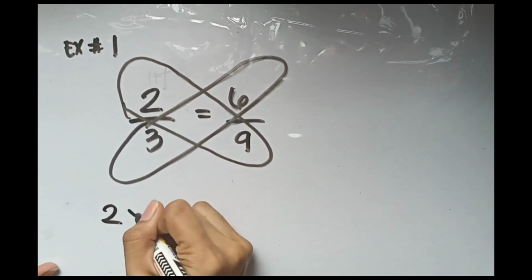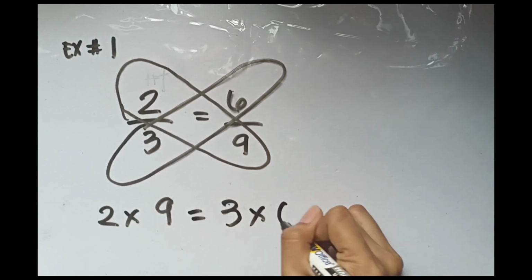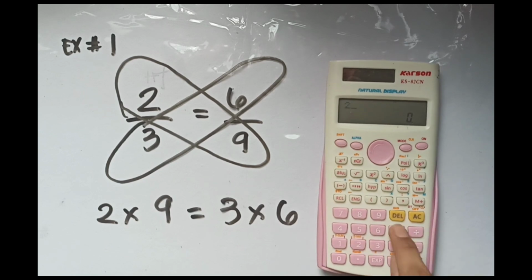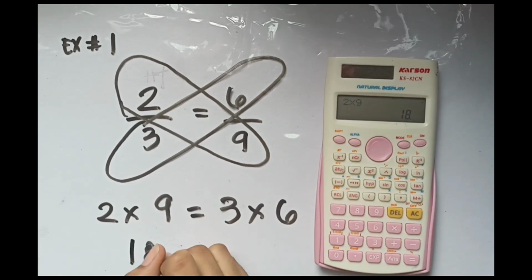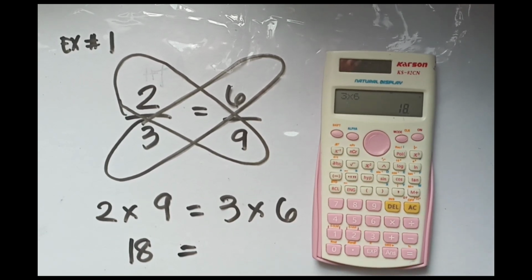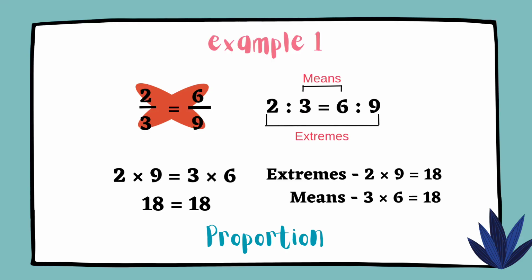So, 2 times 9 equals 3 times 6. 2 times 9 is equal to 18, and 3 times 6 is also equal to 18. At dahil nga pareho sila ng sagot, ibig sabihin, proportionate sila.